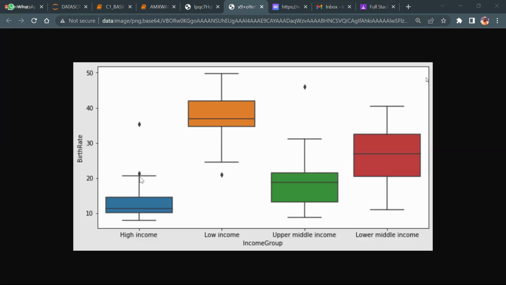So 21 is neighbor to 20. You cannot consider it an outlier. Do you understand now? So 1, 2, 3. In the low income group, we have one outlier. Upper middle income, we have another outlier. Are you guys getting my point? Now, what about this line? The line which is in the middle.